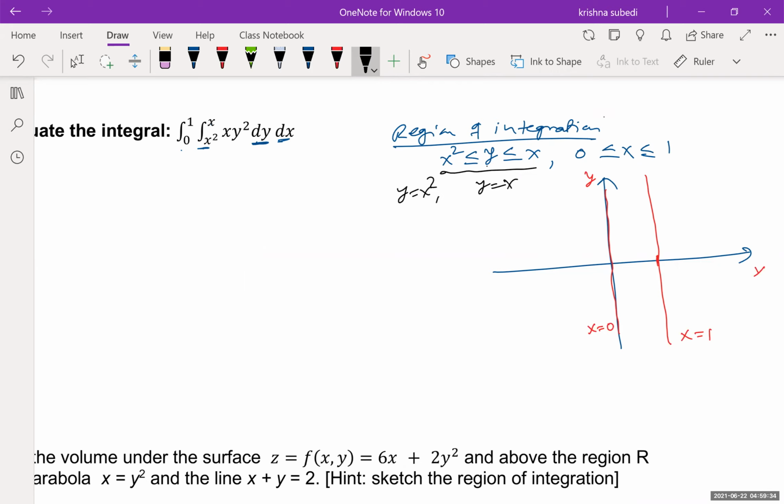Y equal to x square is a parabola. This is your y equals to x square. And then y equals to x is this line right here. This is your y equals to x. Now, the region of integration is basically this part right here. You see? This one is not a rectangle. Okay, this is not a rectangle. This part right here, okay?